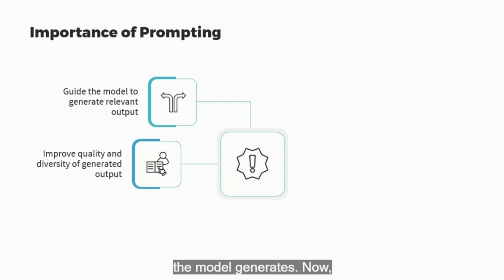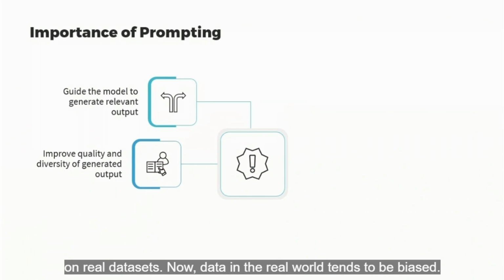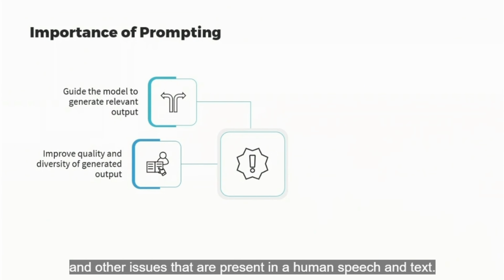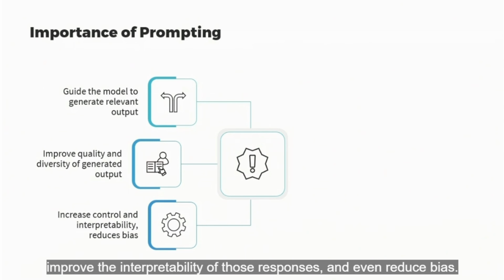Now, an important thing to keep in mind is that the large language models to which you present your queries are trained on real datasets. Data in the real world tends to be biased. It tends to reflect the biases, the racism, and other issues that are present in human speech and text. With the right prompt engineering techniques, you can increase the control over the model's responses, improve the interpretability of those responses, and even reduce bias.